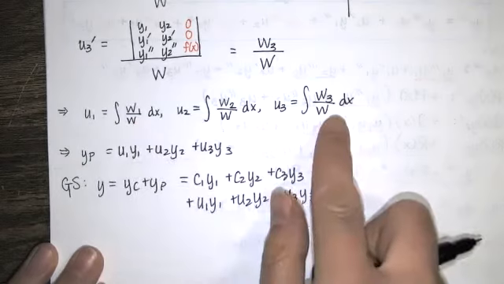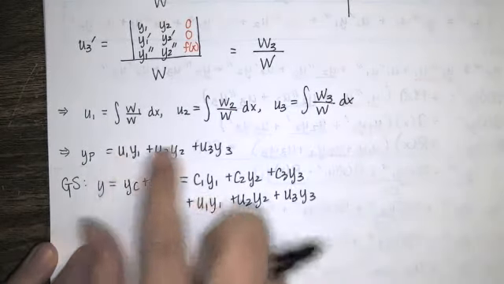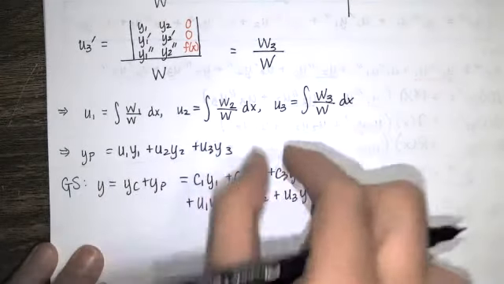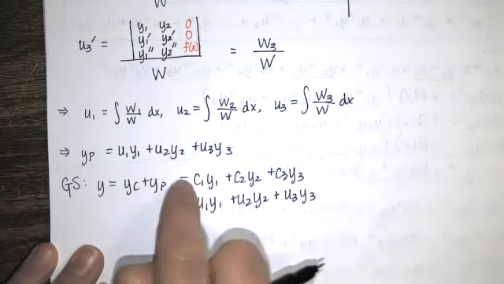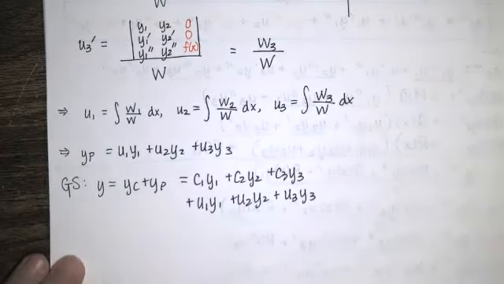Here we'll let the constants of integration be 0, because we're going to take these and multiply by y1, y2, and y3, and we already have constants times y1, y2, and y3 as part of y sub c, so we don't need them from y sub p. And that's how we get the general solution.